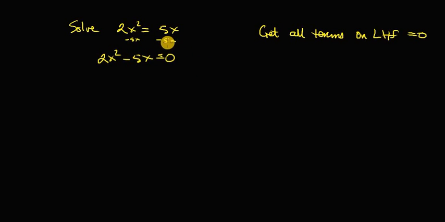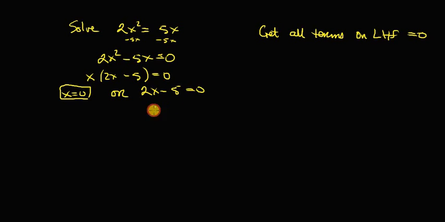You see what I did? I subtracted it from the left hand side from the right hand side. So 5x, take away 5x is 0. And 2x squared minus 5x is equal to 0. Now, I just factor out like I did before. x times 2x minus 5 equals 0. And that means that x equals 0. That's one solution. Or 2x minus 5 is equal to 0. That means that 2x is equal to 5. And I'm going to divide both sides by 2. I'm going to get x is equal to 5 over 2. And that's my other solution. Okay.